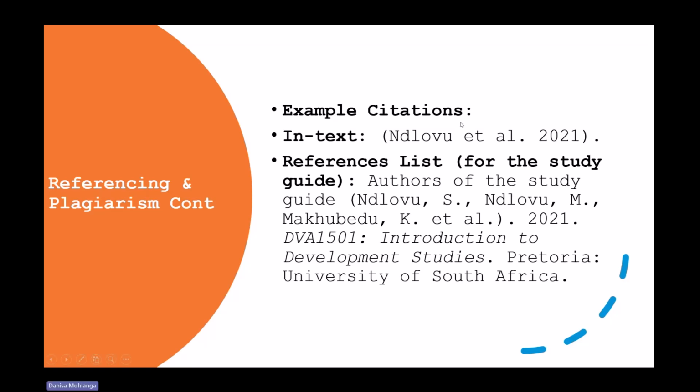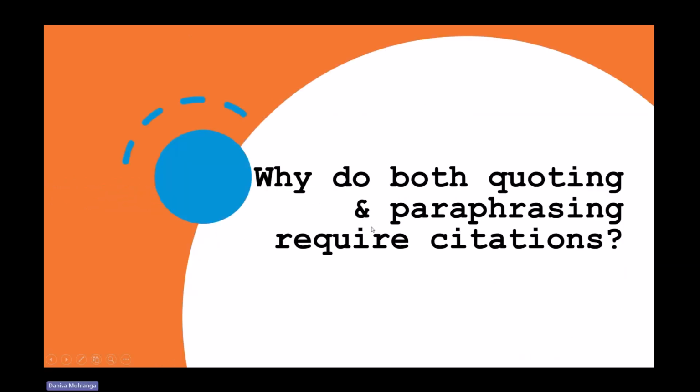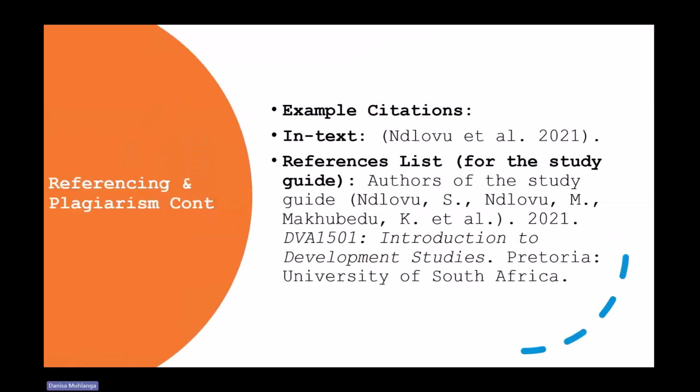So in-text, like here, Ndlovu et al., right? The other scholars are still inside here. They are acknowledged here under et al. for 2021. But when you go to the reference list, you're going to include all of them. You understand? Going to include all of them. All right?